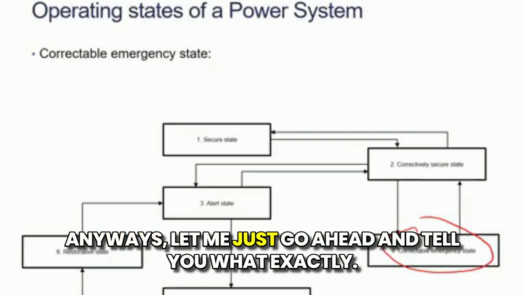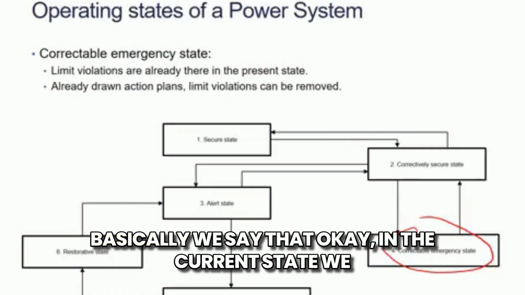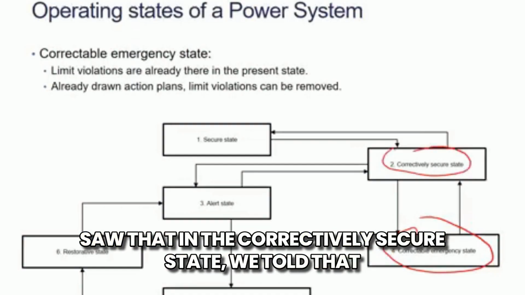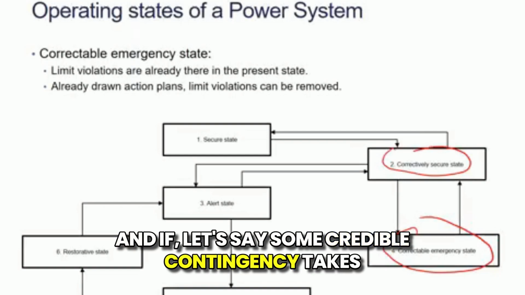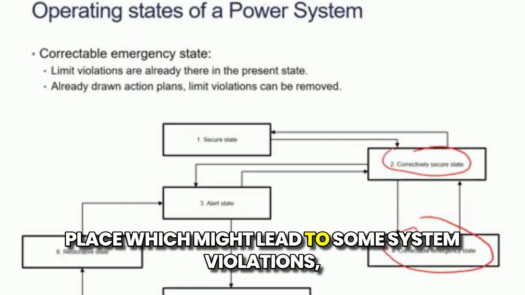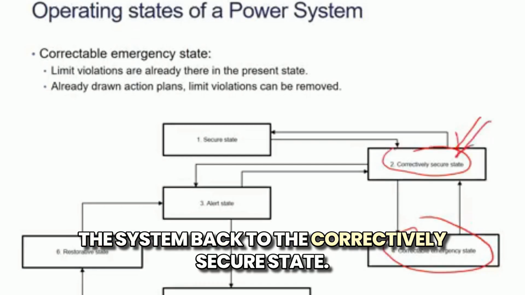Okay, anyways, let me just go ahead and tell you what exactly correctable emergency state is. Here, in the correctively secure state, we saw that at the present state there is no limit violation, and if some credible contingency takes place which might lead to some system violations, then you can just take a corrective action plan to bring the system back to the correctively secure state.